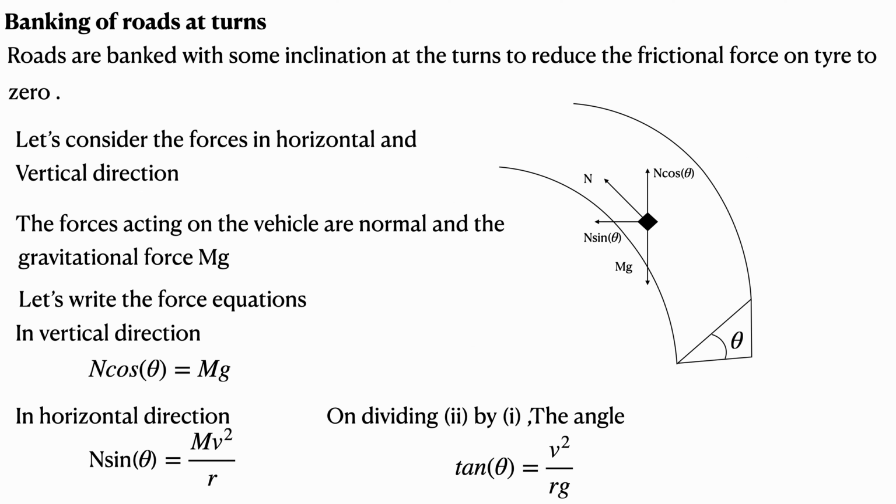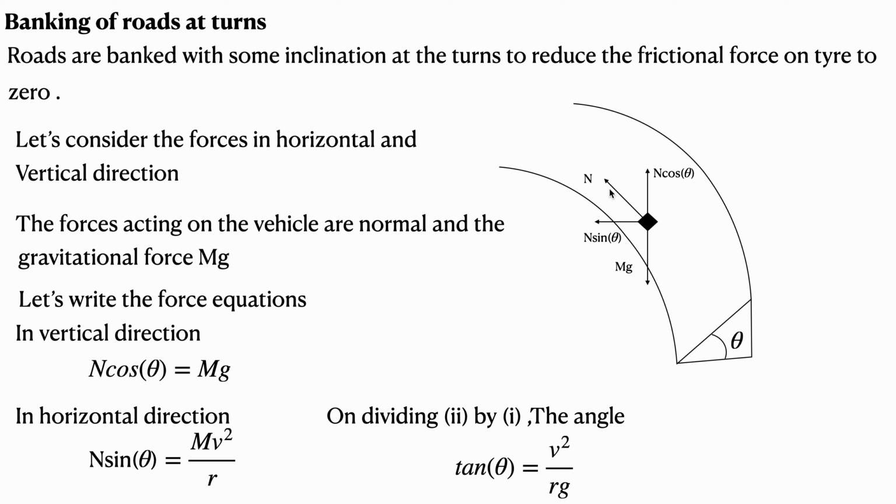Banking of roads. Roads are banked with some inclination at the turns to reduce the frictional force on the tire to zero. Let's consider the forces in horizontal and vertical direction. The forces acting on the vehicle are the normal force and the gravitational force mg. Let's write the force equation.